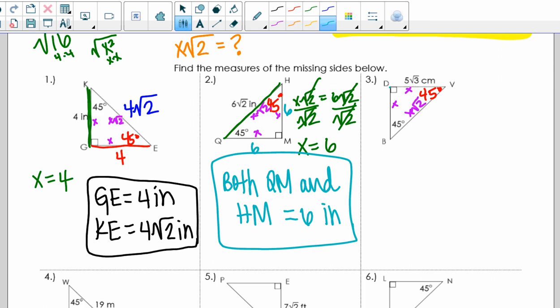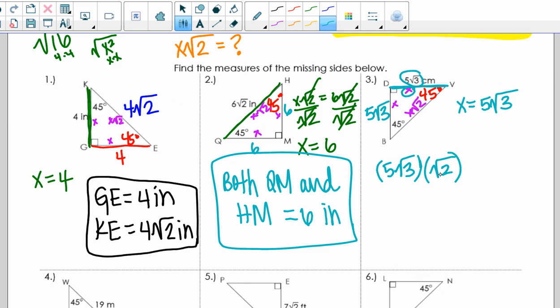This is the side I'm going to focus on first because I know that it's 5 radical 3. I also know that it's equal to x, so x equals 5 radical 3. You take those two and set them equal to each other. In this case, x is solved for, so this side is also 5 radical 3 because they have to be the same. Then my hypotenuse is x root 2. Well, I know x is 5 radical 3, and now I need to multiply that by root 2.